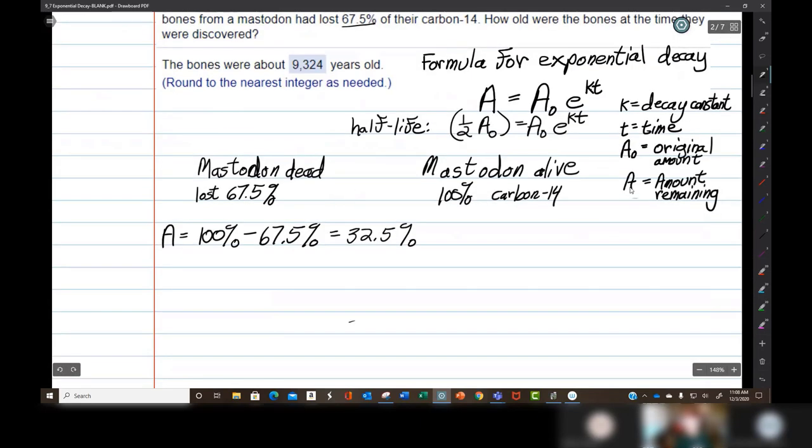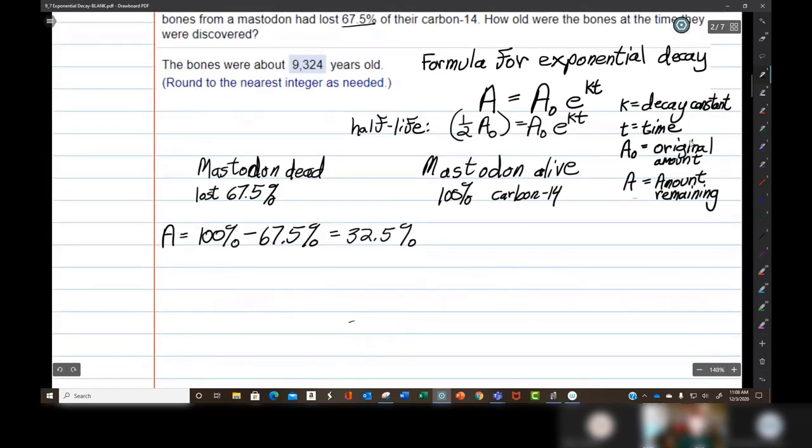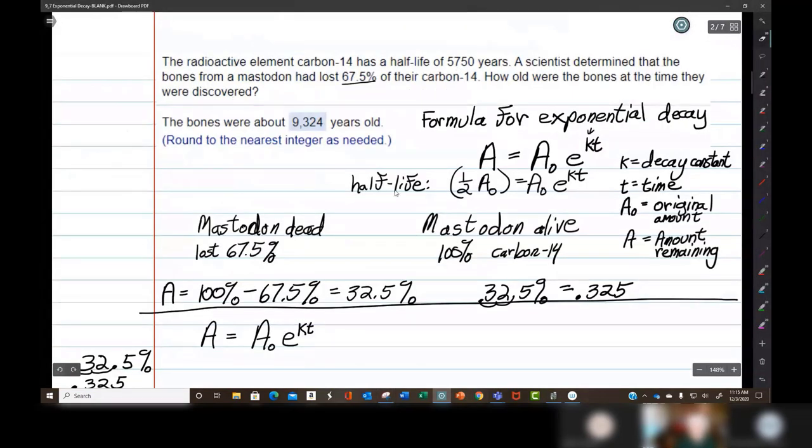Okay, now what we're being asked to do is to find out how old the bones were at the time they were discovered. So this is actually a two-part question. The first thing we have to do is find K. You can't do anything until you find K. So, we're talking about half-life here. Radioactive element carbon 14 has a half-life of 5750. That's going to give us our K. Almost always, you find the K of your formula by using the half-life.